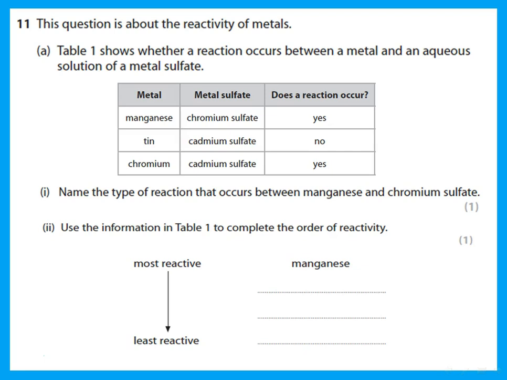So what type of reaction is this? When we have one metal pushing the other metal out and displacing it, this is called a displacement reaction. Use the information in table 1 to complete the order of reactivity. So manganese is more reactive. Now which one is next? We said chromium is more reactive than cadmium, and cadmium is more reactive than tin.